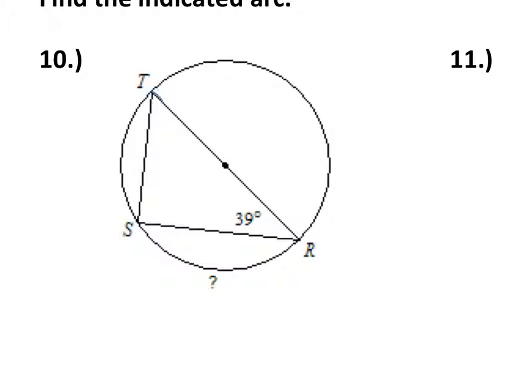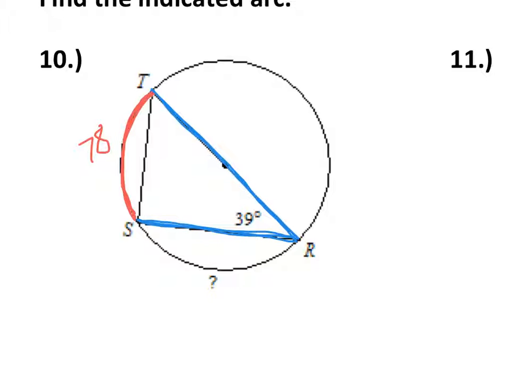First thing to notice is we can apply what we did in the last problem. This angle intersects this arc at 2 different spots, at T and S. And so this angle is half as big as this arc measure. So the arc measure is going to be what this angle is, which is 39 times 2. 39 times 2 is 78.